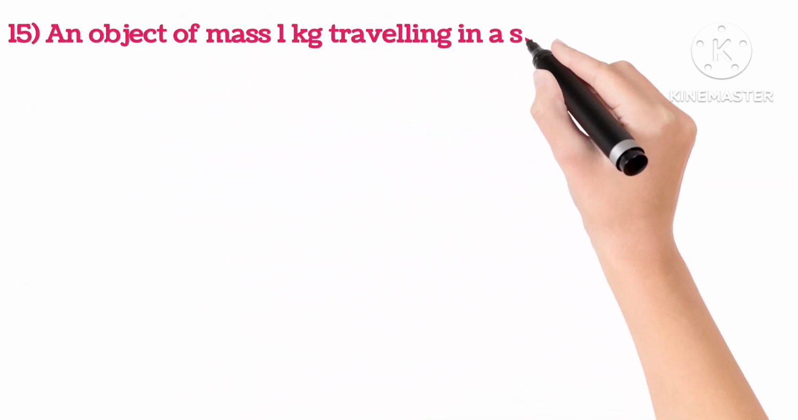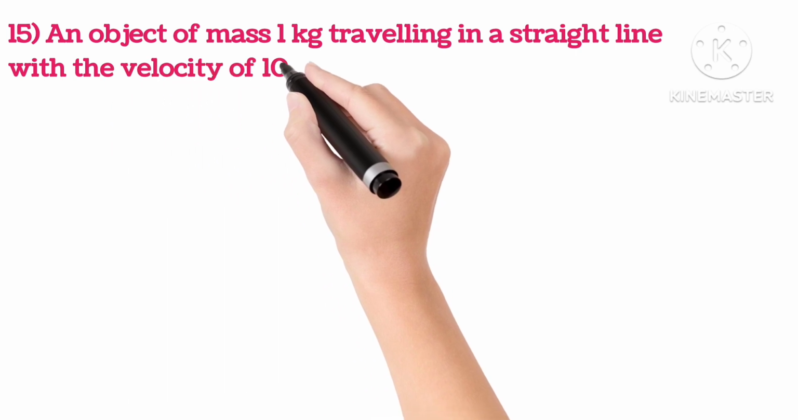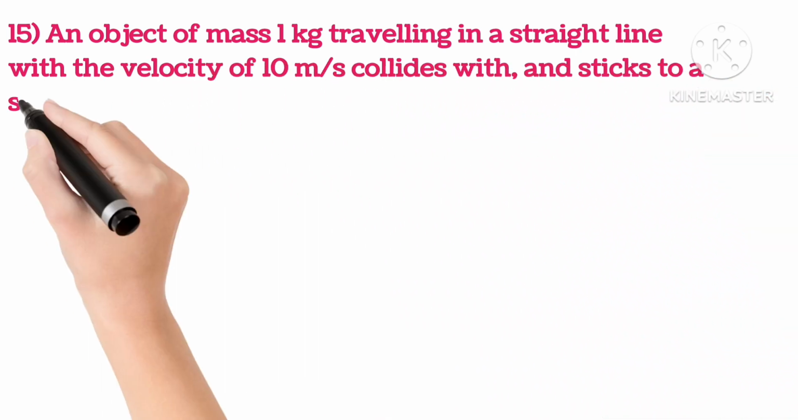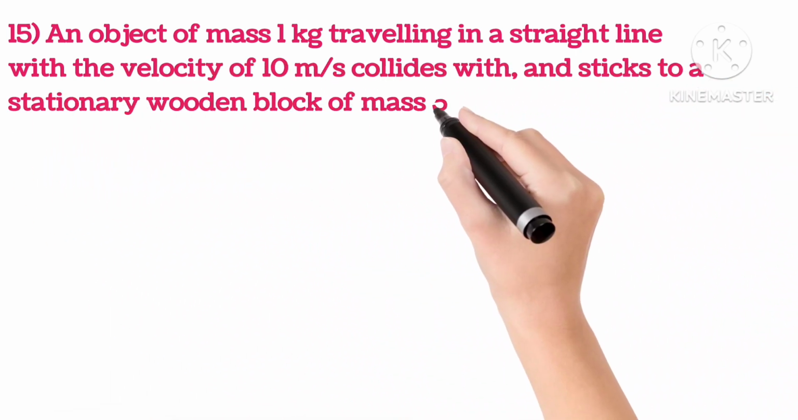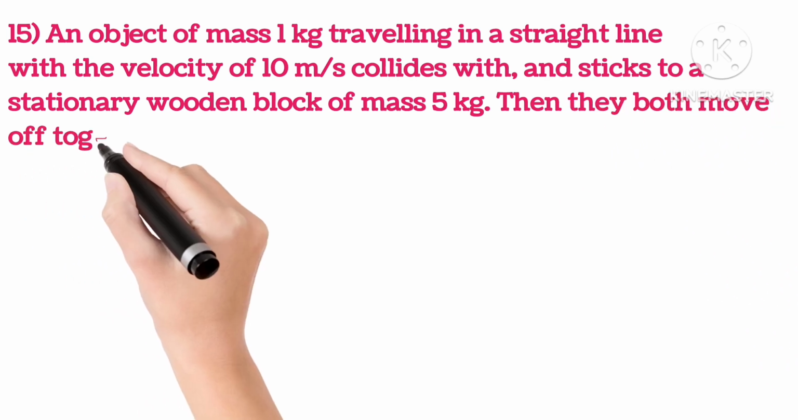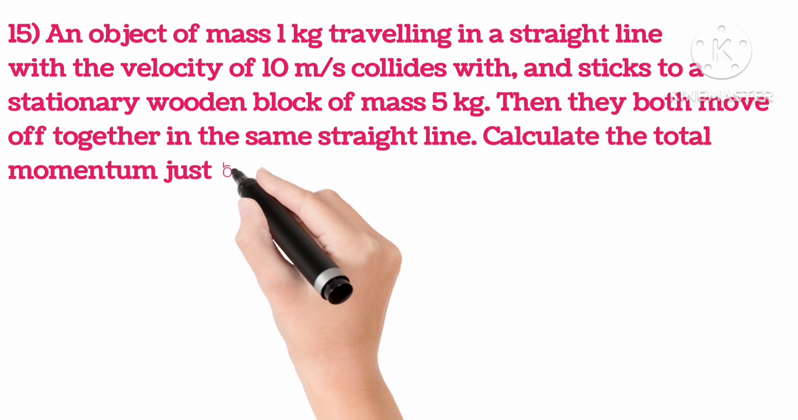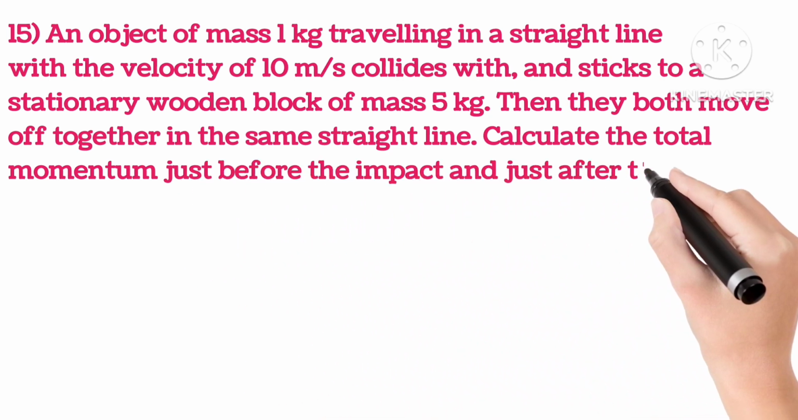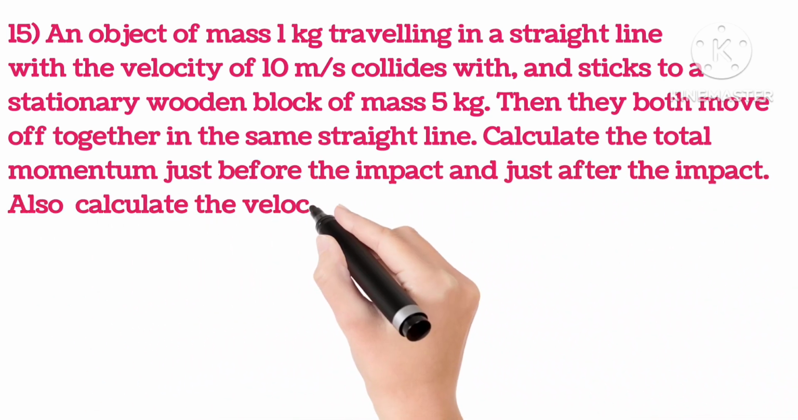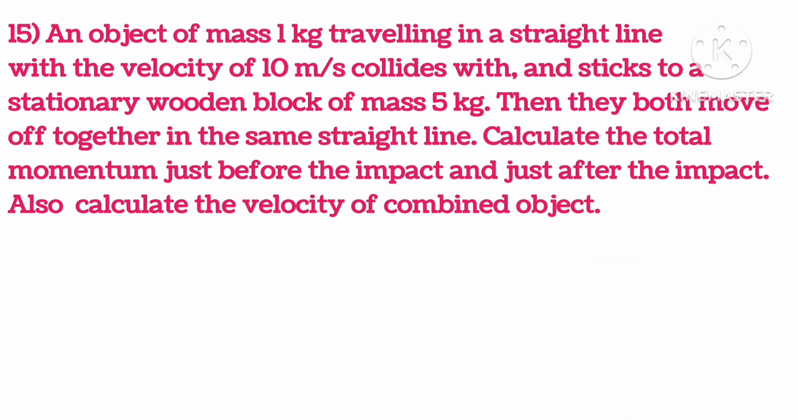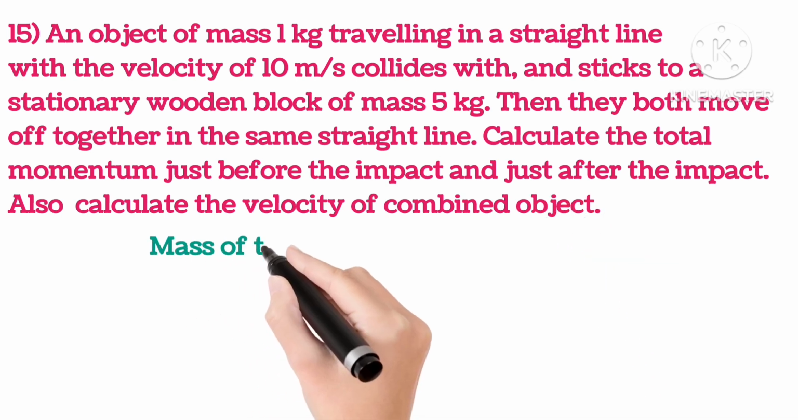An object of mass 1 kg travelling in a straight line with a velocity of 10 meter per second collides with and sticks to a stationary wooden block of mass 5 kg. Then they both move off together in the same straight line. Calculate the total momentum just before the impact and just after the impact. Also calculate the velocity of the combined object.